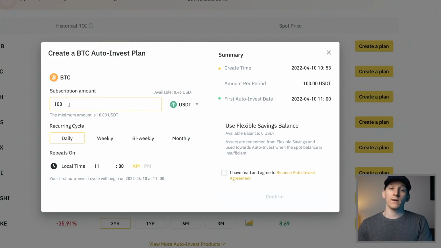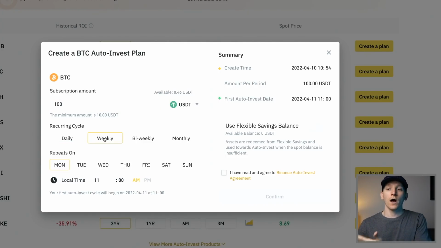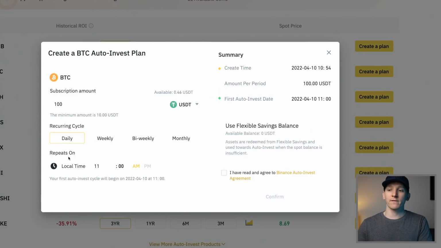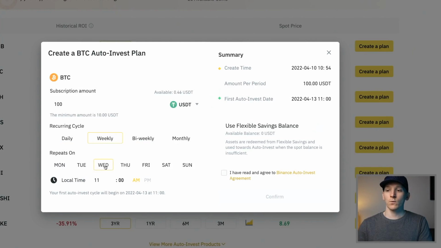So let's say you want to invest 100 per time. How often do you want that to recycle, right? So do you want to invest 100 per day or 100 per week? 100 twice a week or $100 monthly. So you can choose all of this. See, bi-weekly here, you can actually choose the days that you invest on. Weekly here, you can choose the day that you invest on, and then daily repeats every day. Let's choose bi-weekly. So you can choose, let's say weekly here, Wednesday, local time, whatever that is, AM, PM. So you can choose that price. And then on the right-hand side, it will just confirm you right here. So you can change that and it will change on the right-hand side to how much you want to invest.